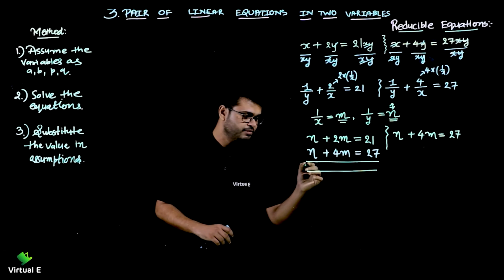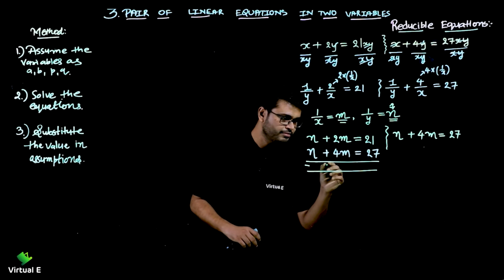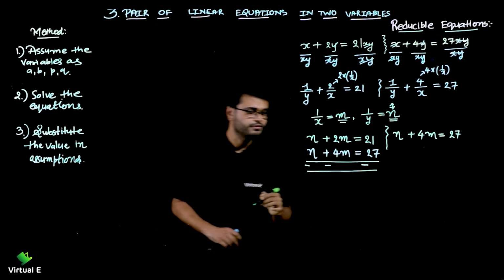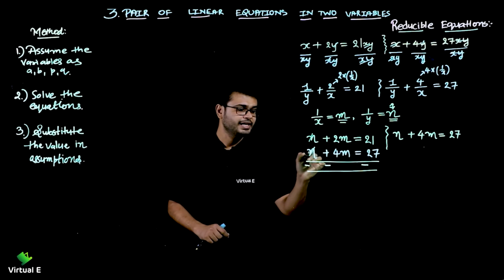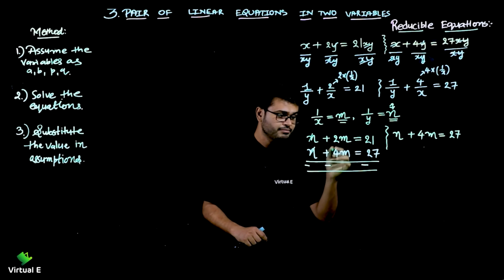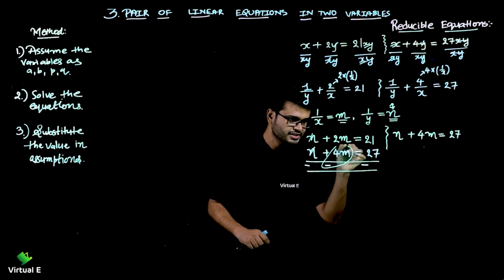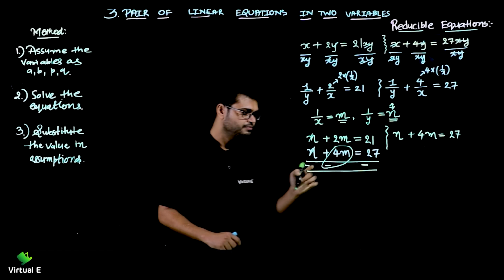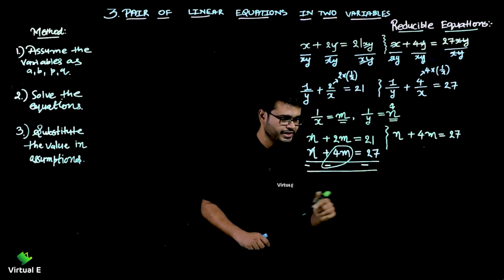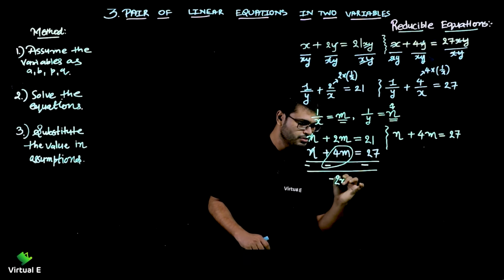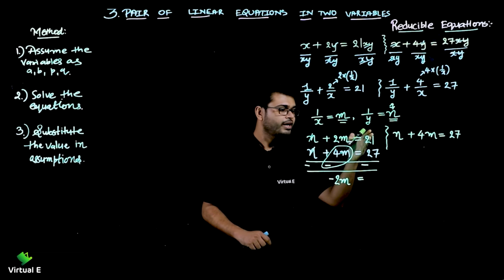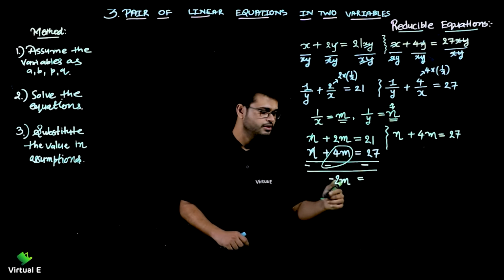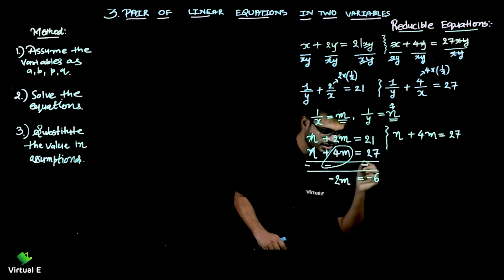This positive n will become negative, this positive 4m will become negative, my plus 27, that will become negative. So this n gets cancelled, plus 2m and minus 4m. Remember, this minus sign is of this term. This was the old sign that we are not supposed to consider. So plus 2m and minus 4m will give you minus 2m is equal to 21 minus 27. So this is a case of subtraction. So that will be minus 6.